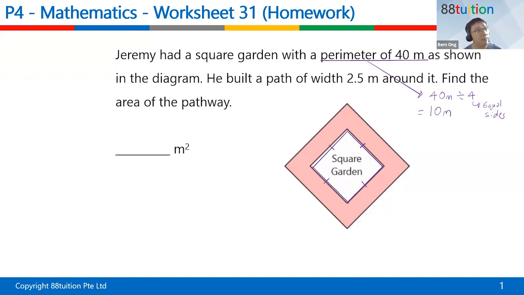So once I get this 10 meters, I will put the 10 down here, because it gives me an extra clue. Does it make sense? Is the purple square garden 10 meters? 10 plus 10 plus 10 plus 10. Yes, correct. It's 40 meters.